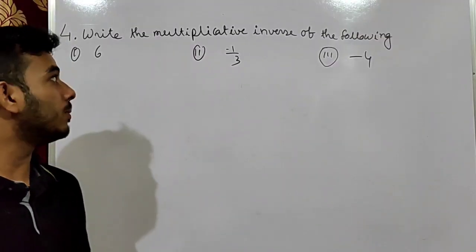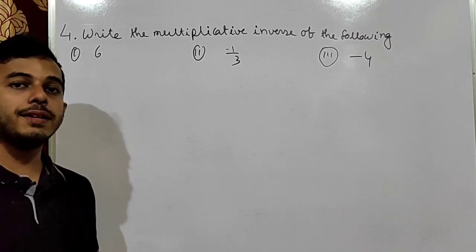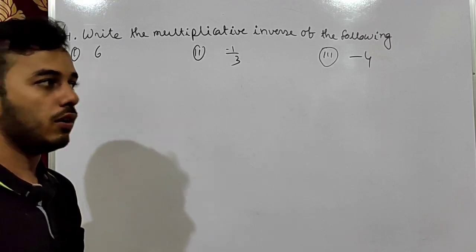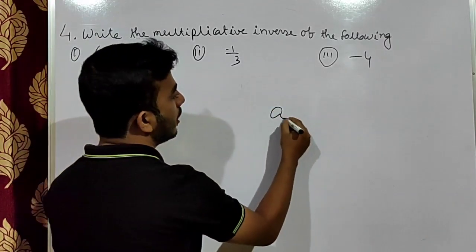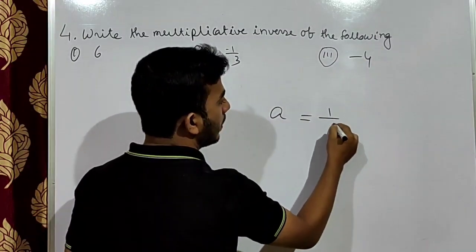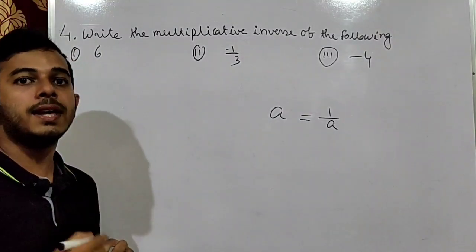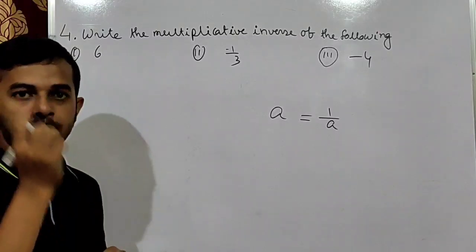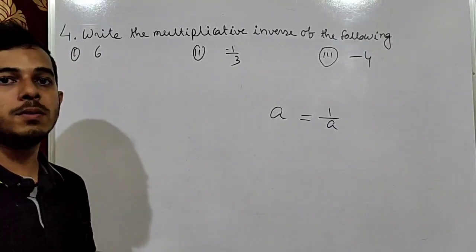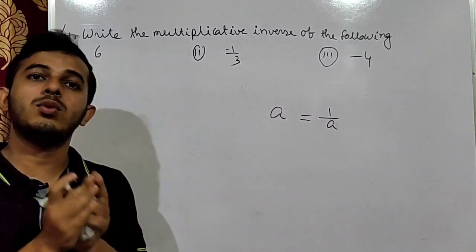So our next question is question number 4. Here the question is find the multiplicative inverse of the following. So before finding the multiplicative inverse, let us know what is multiplicative inverse. For any number, let us consider a number a, its multiplicative inverse is 1 by a. When we multiply a number with its multiplicative inverse, the result is always 1.